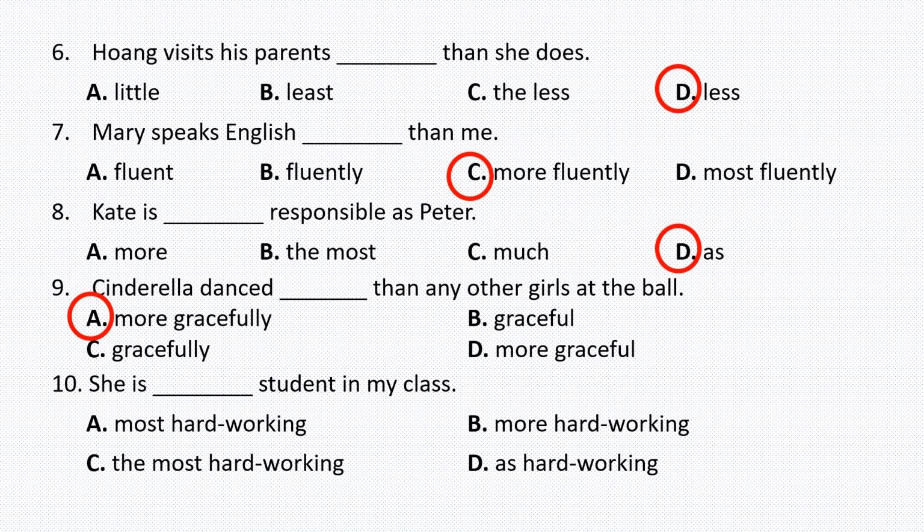10. She is ___ student in my class. A. most hard-working. B. more hard-working. C. the most hard-working. D. is hard-working. She is the most hard-working student in my class. C is correct.